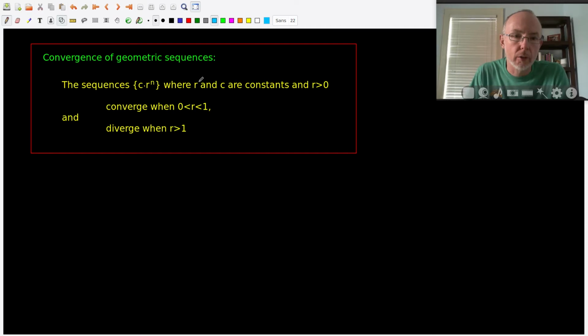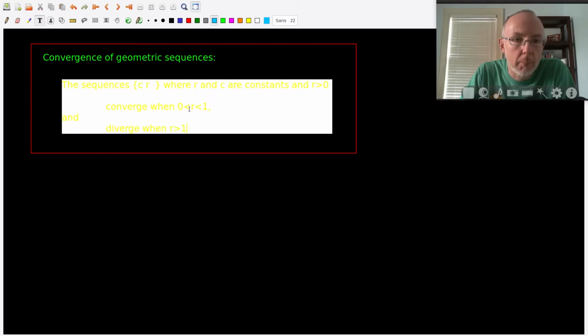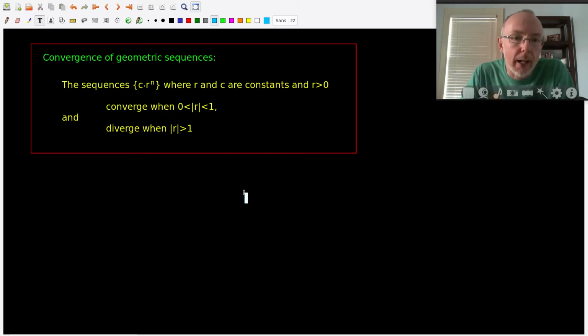And in fact, you could take this further. Here's a general statement of what I just said. You could actually say that these geometric sequences will converge if the absolute value of R is less than 1, and it'll diverge if the absolute value is bigger than 1. Because you imagine you get minus a half and you multiply it by minus a half, well, you've got a number that's smaller in absolute value, so it'll converge. And in fact, it'll converge to 0, right?